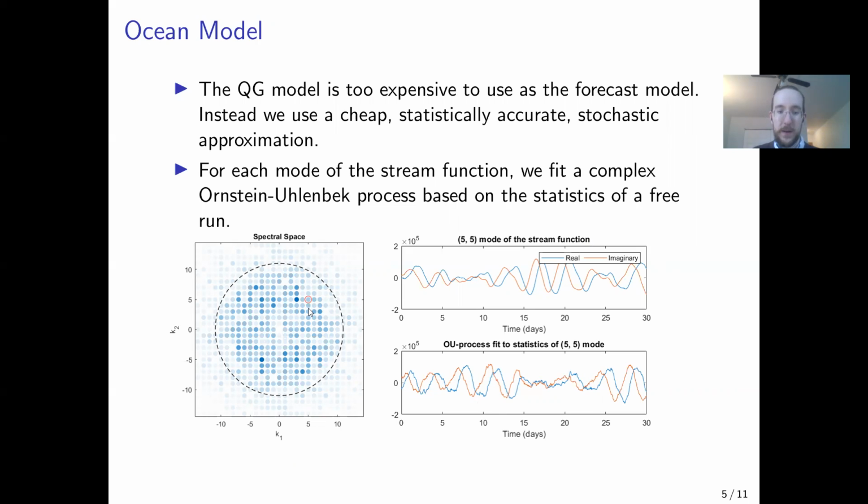We'll fit independent OU processes for every Fourier mode here. Of course, these are Fourier modes of the stream function, so we still retain the incompressibility. But what we gain is that this is hugely less expensive to forecast. Right, so those are the two things. One is reducing the order through truncation, and also reducing the cost of the evolution through fitting a statistically accurate approximate model, a stochastic model.